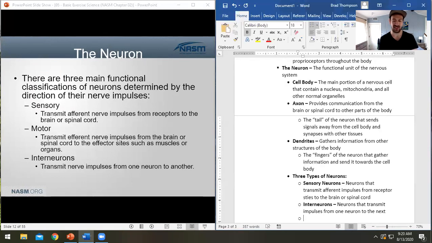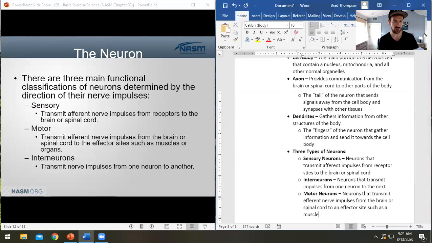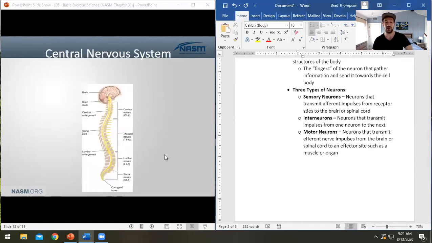And then we have got motor neurons, which are neurons that transmit efferent nerve impulses from the brain or spinal cord to an effector site such as a muscle or organ, right? So motor neurons are going to be the ones that are going away. So you've constantly got info coming in, you've constantly got info going out. And that's what we're seeing there.